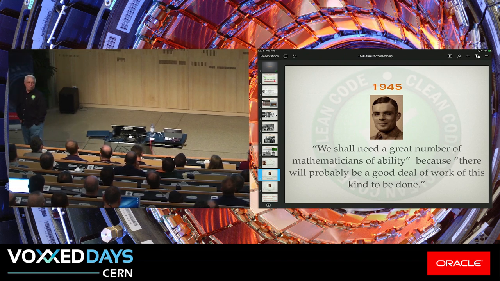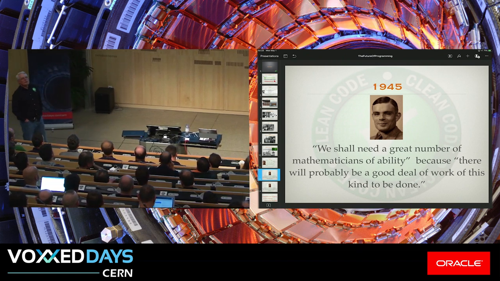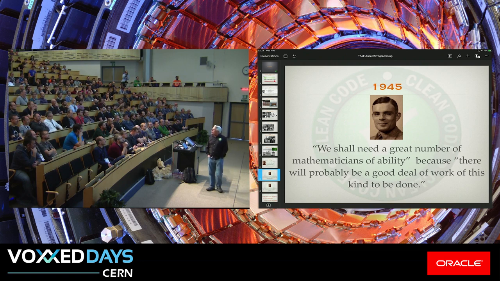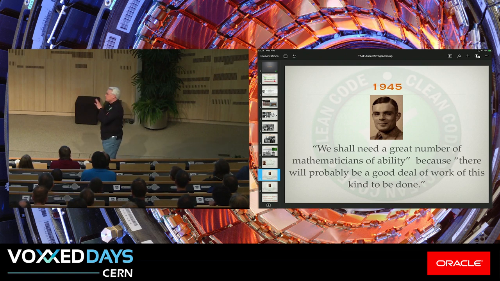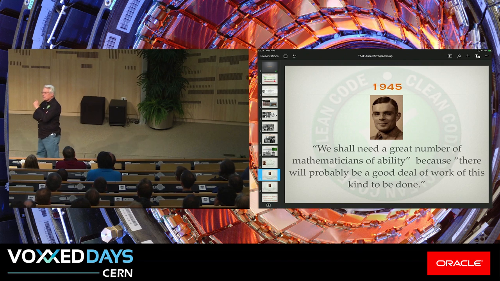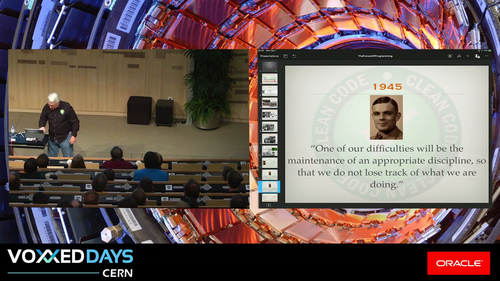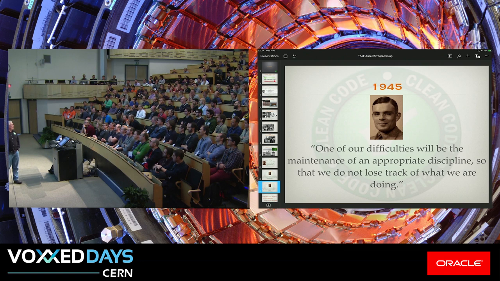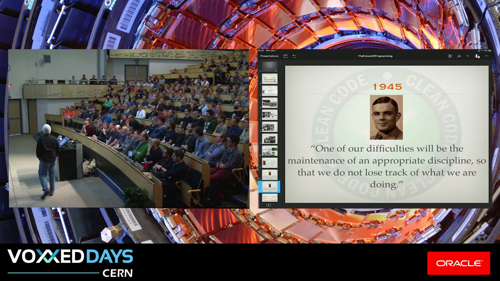How did he know? Or did he know? Would he be surprised to find out just how much of that kind of work there was to be done? And do you consider yourself to be a mathematician of ability? Turing thought that programmers were going to have to be mathematicians, but not just mathematicians, mathematicians of ability. Because, he went on, our difficulties will be the maintenance of appropriate discipline so that we do not lose track of what we're doing. How did he know? The maintenance of appropriate discipline.